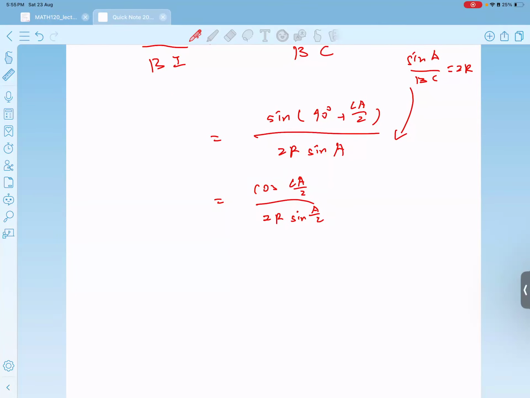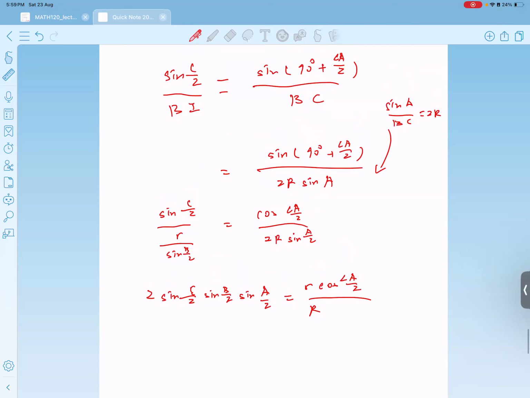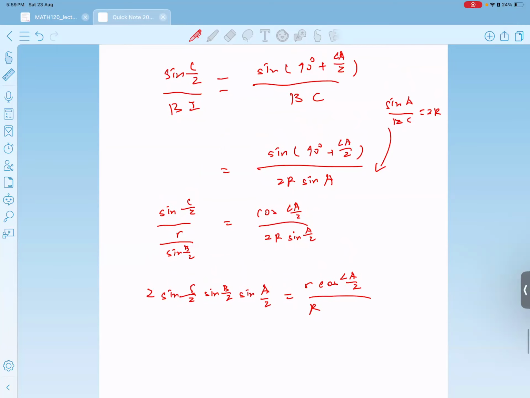Hold up, this is a bit sus. Oh wait, where did I mess up? So you have sine, cosine, cosine A over 2. You have r and then 2. Oh, this is slightly awkward. Oh wait, this is sine A. Oh wait, hold on. This is just wrong. Oh, okay, then that makes sense. This is sine A.